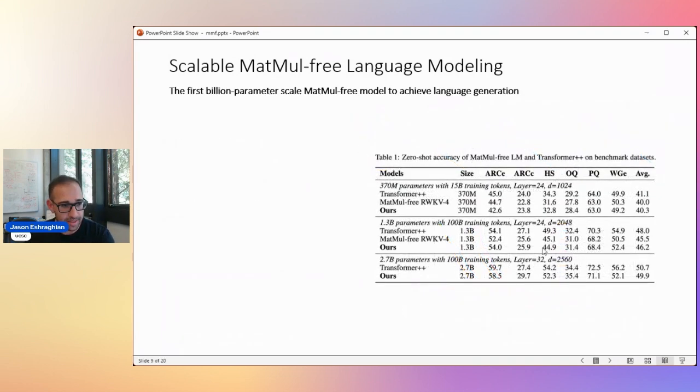With that being said, let's go into some of the results that we achieved. On this side, we see the zero-shot accuracy of our model versus Transformer++ on a set of benchmark data sets.